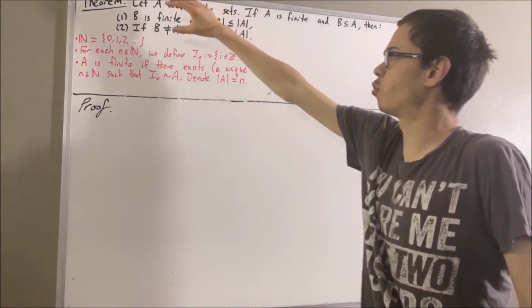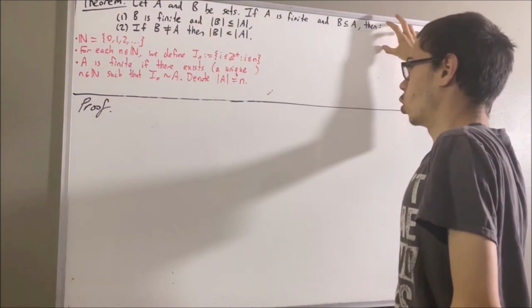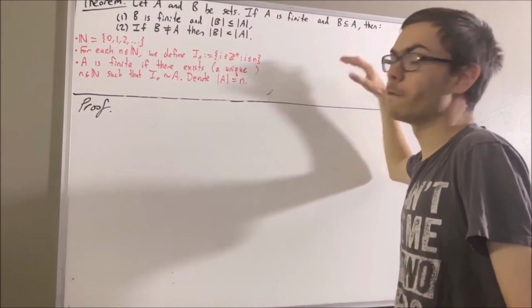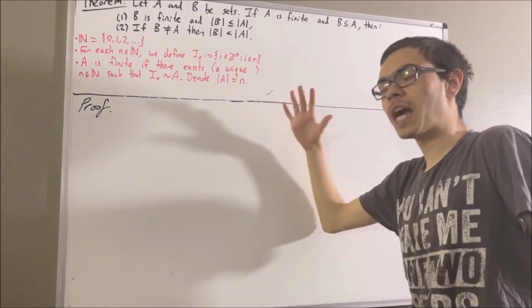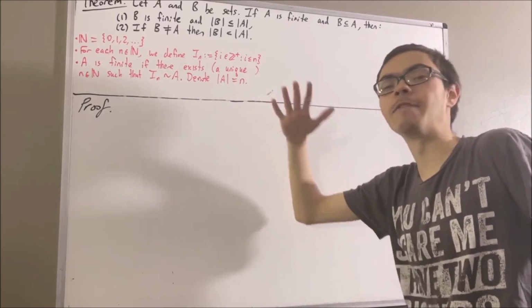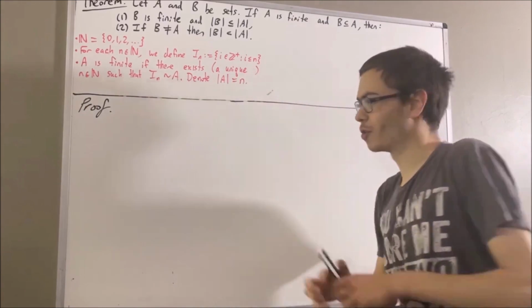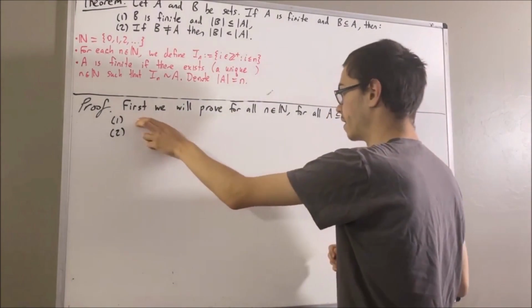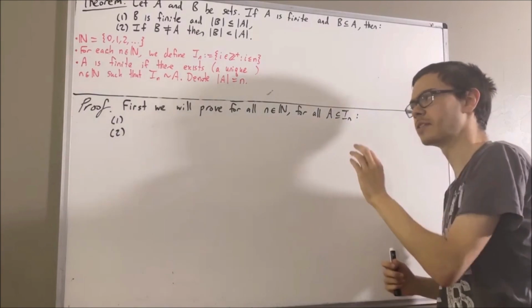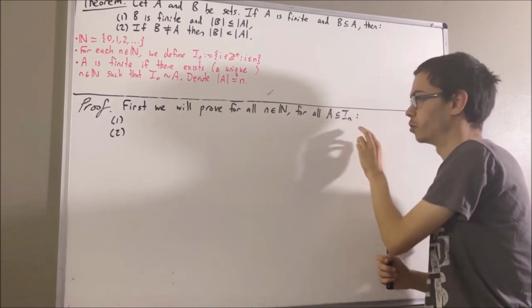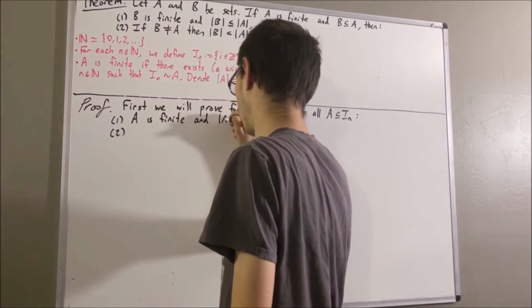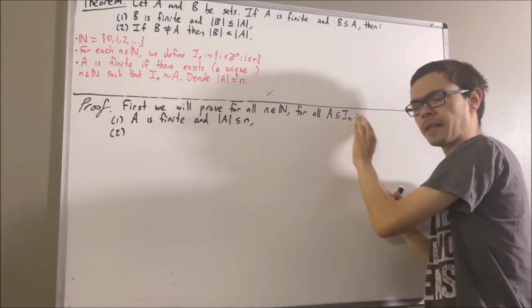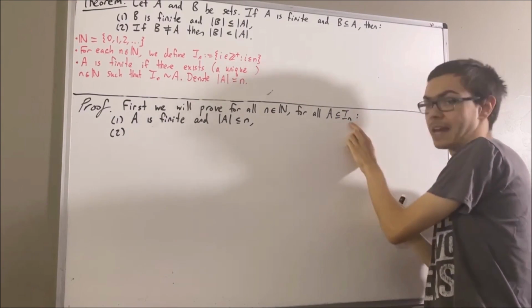And before we actually prove what we're trying to prove here, we're actually going to prove a lemma, which looks really similar to this. We're going to prove for all natural numbers n, we have that for all subsets A of In, the following two are true. The first is that A is finite, and the number of elements in A is less than or equal to n. The second is, if A is not equal to In, then the number of elements in A is strictly less than n.